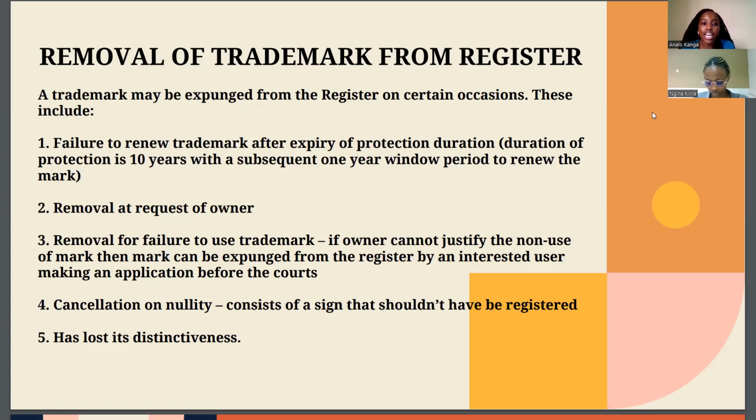It is not unique. This can also happen if we all start, for example, calling all the sodas Coca-Cola. So Coca-Cola as a trademark would lose its distinctiveness.